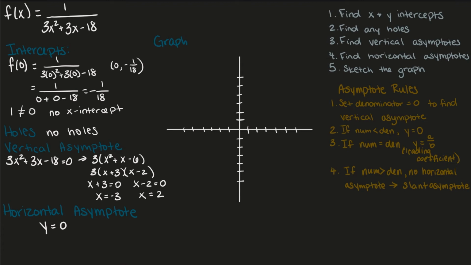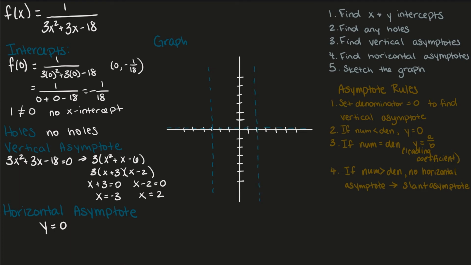Let's start by plotting our asymptotes. So we have a horizontal asymptote at y equals 0, which is right across our origin. And then two vertical asymptotes at x equals negative 3 and at x equals positive 2.